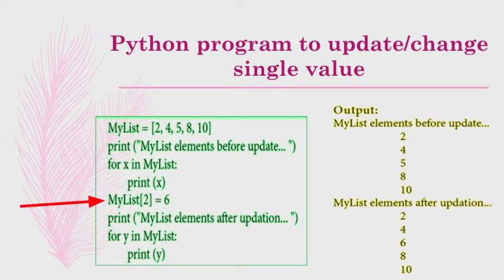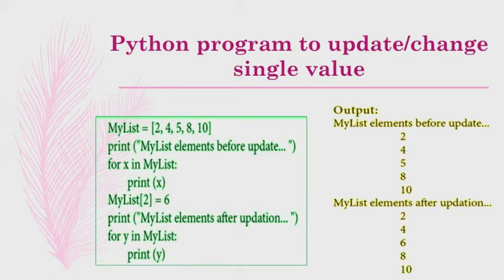See the next line, my list 2. So my list is the variable name and 2 is the index value. Next, equal to, and write the new element value, which means whichever element you want to add, specify that value here. And next print my list elements after updation, and next for y in my list print y.